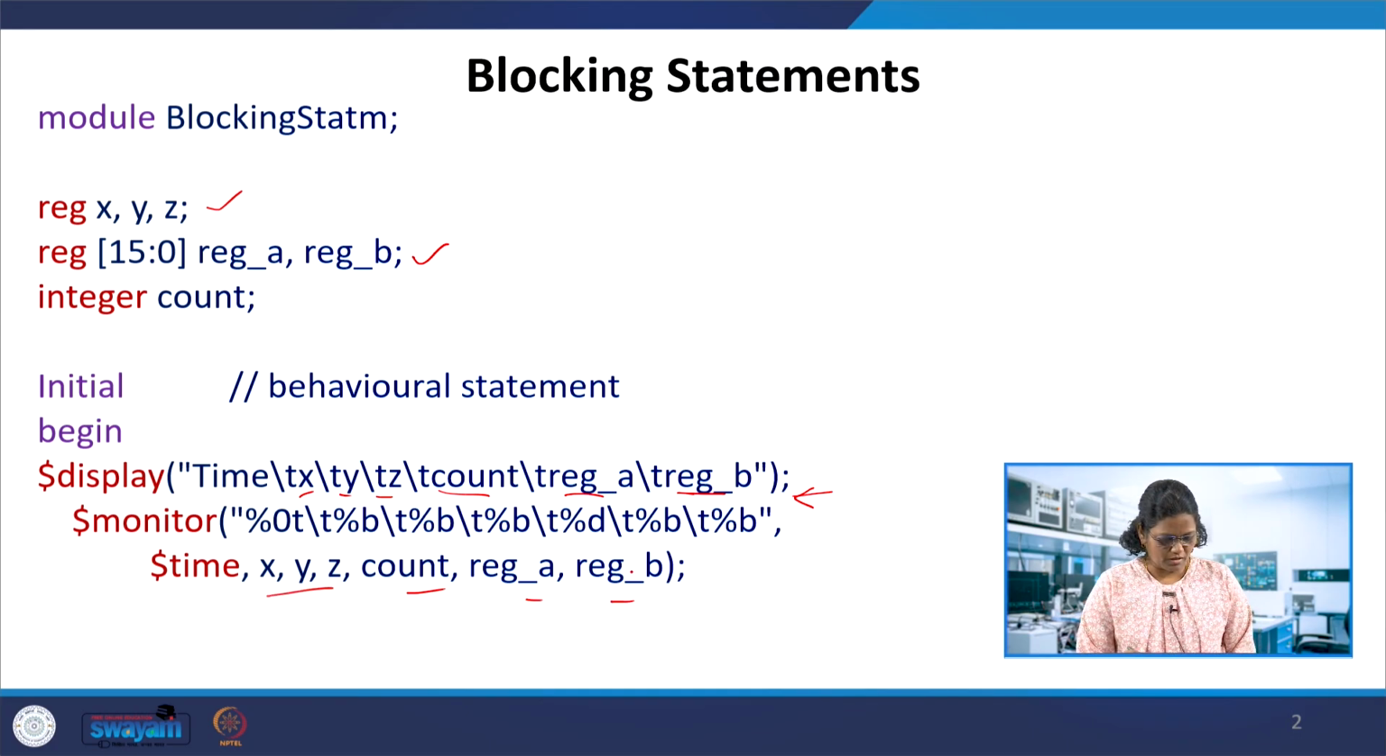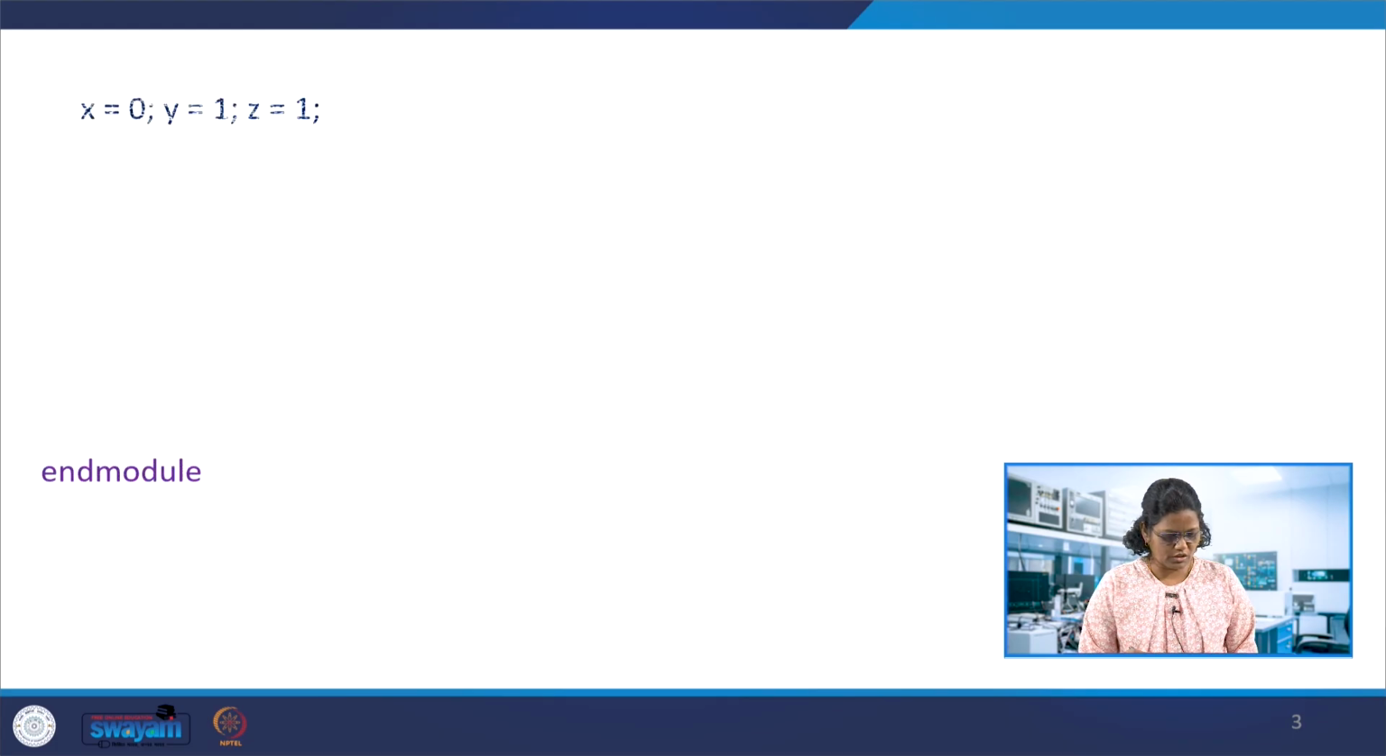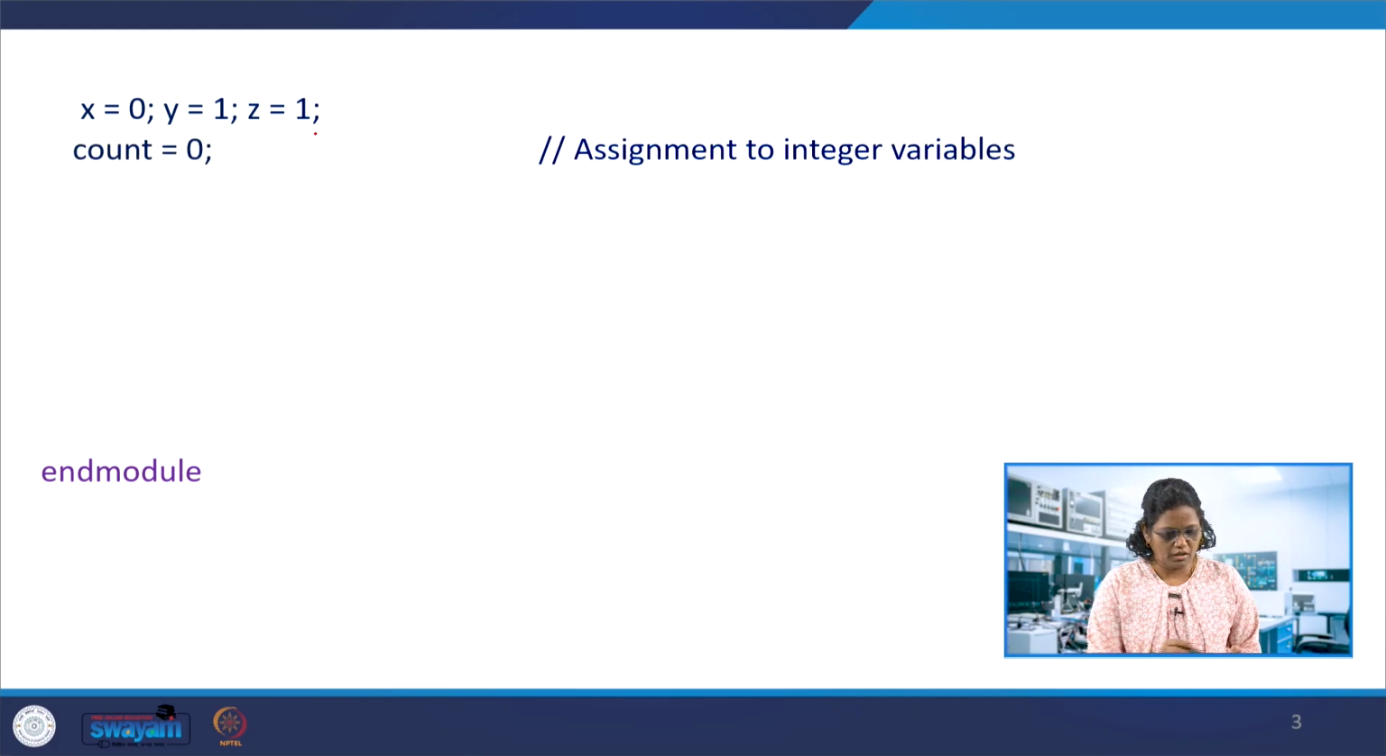The basic code here is x equal to 0, y is 1, z is 1. Now count is made 0. So at what time do these variables get the values x 0, y 1 and z 1, count 0? At time t equal to 0. There is no delay involved in this.